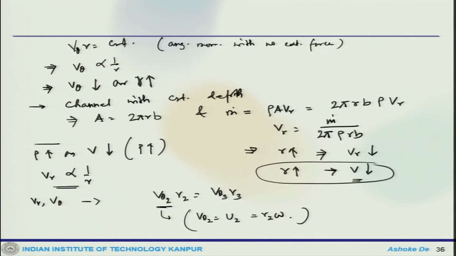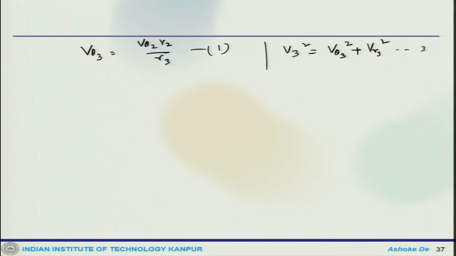So, this one can get from the analysis of the impeller. Now, what we can get: V theta 3 is V theta 2 r 2 by r 3, let us say equation 1, and one has V 3 square equals V theta 3 square plus V r 3 square. So, that is, let us say, equation 2.